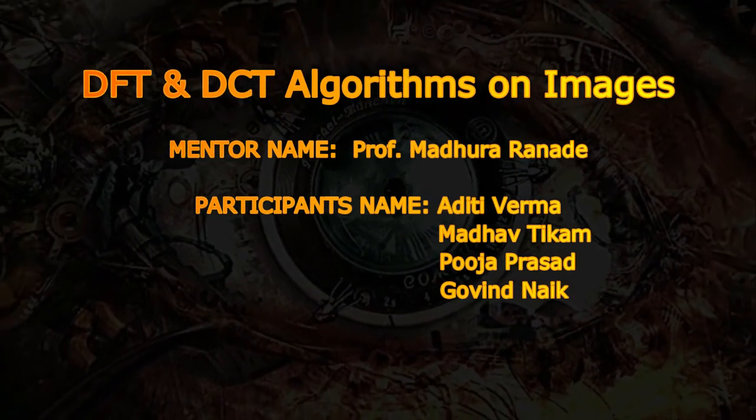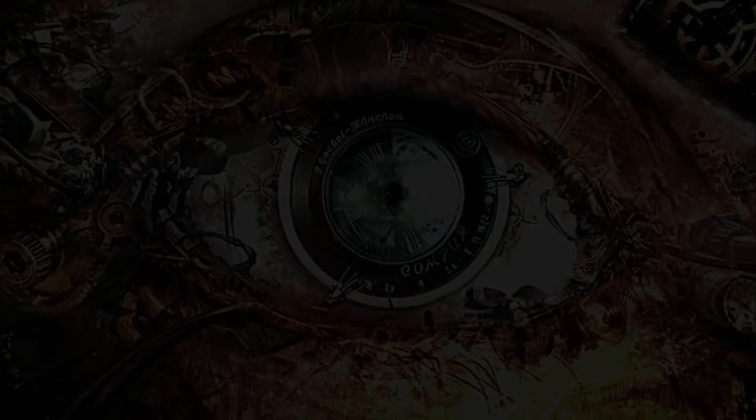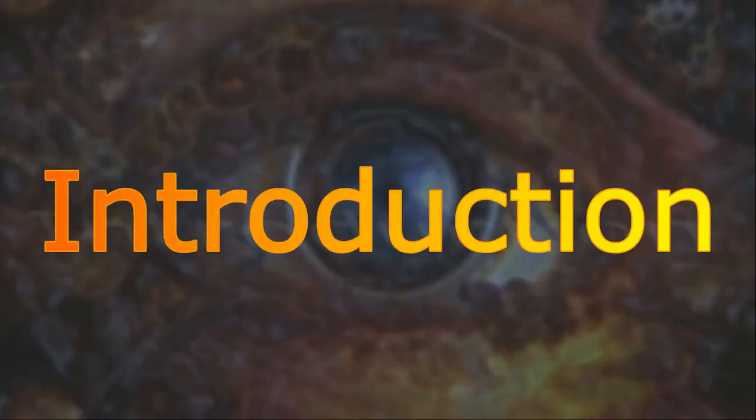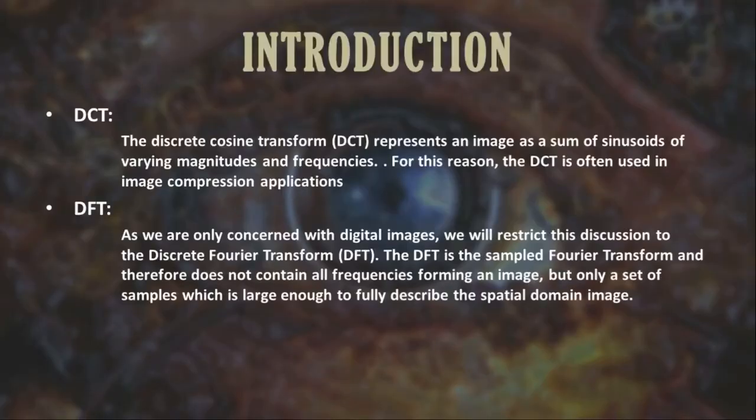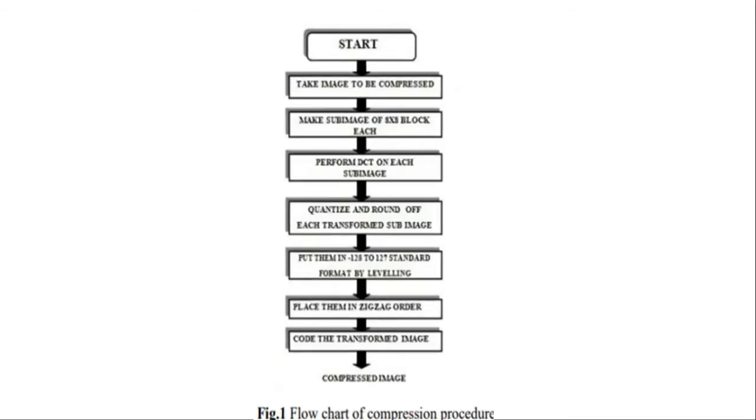The project is on DFT and DCT algorithm on images. So DCT represents an image as a sum of sinusoids of varying magnitude and frequency. For this reason, DCT is often used in image compression applications. As we are only concerned with digital images, we will restrict this discussion to the DFT also. DFT is a sampled Fourier transform and therefore does not contain all frequencies forming an image, but only a set of samples which is large enough to fully describe the spatial domain image.